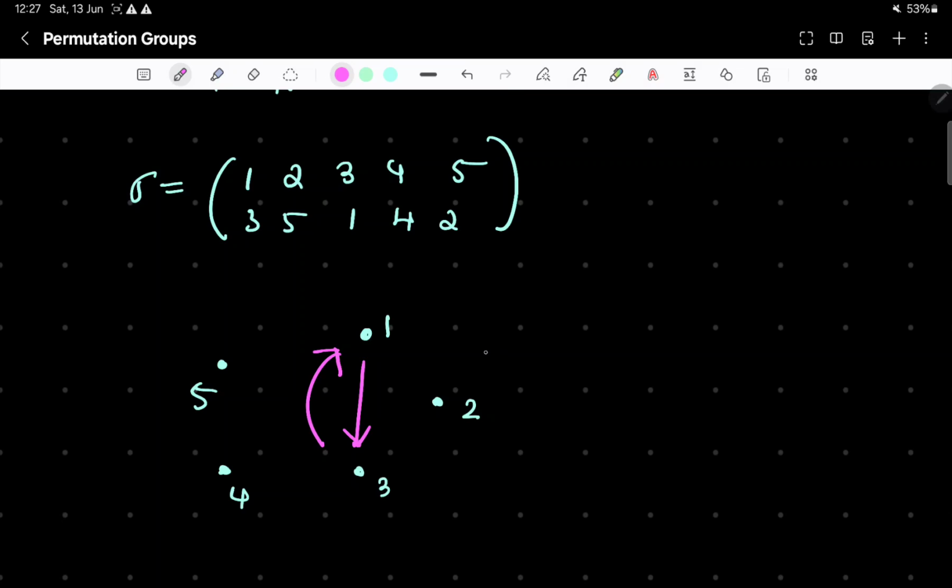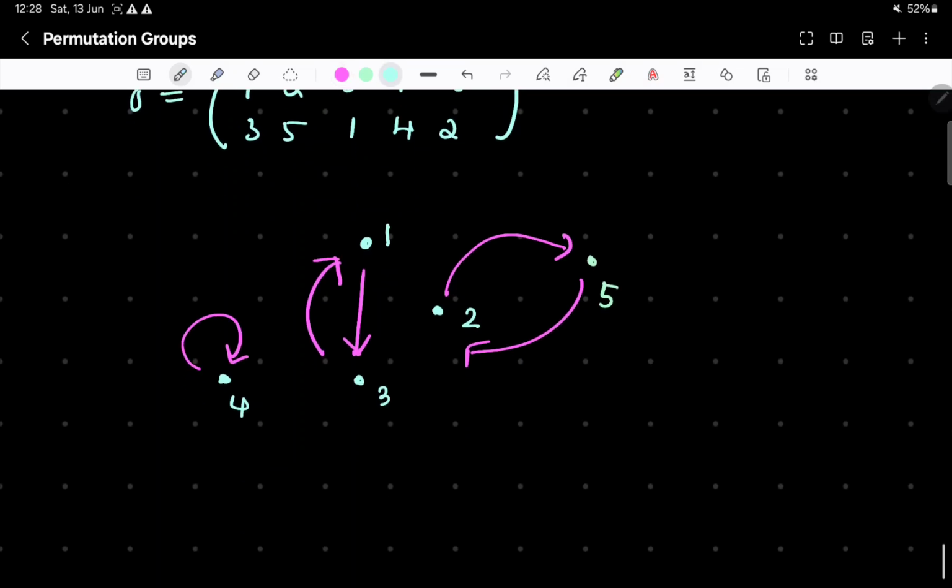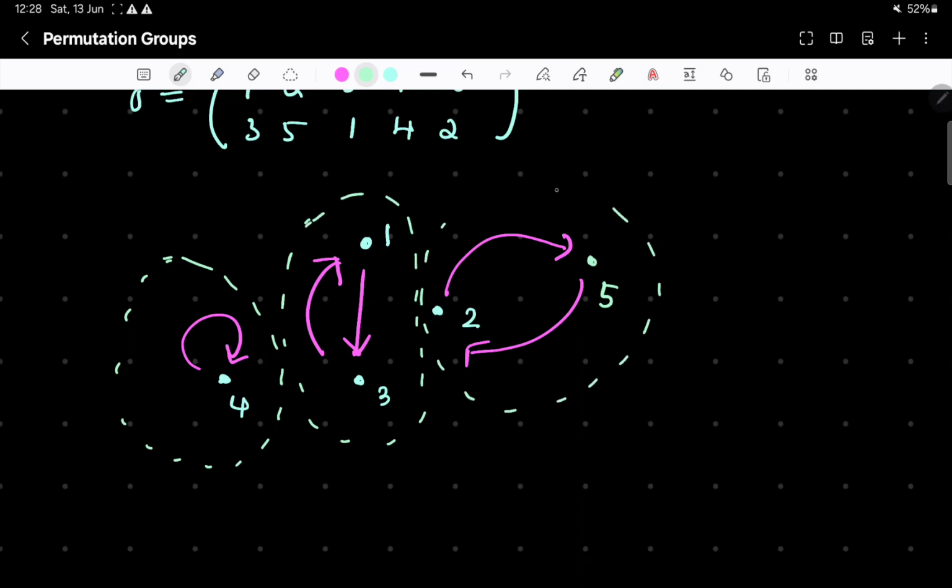Now let's start from 2. I'll draw 5 somewhere here for convenience. Now 2 goes to 5, and again 5 goes to 2. What about 4? 4 goes to itself. So here you can see there are exactly three different components, right? This is one component, this is another component, this is another component.